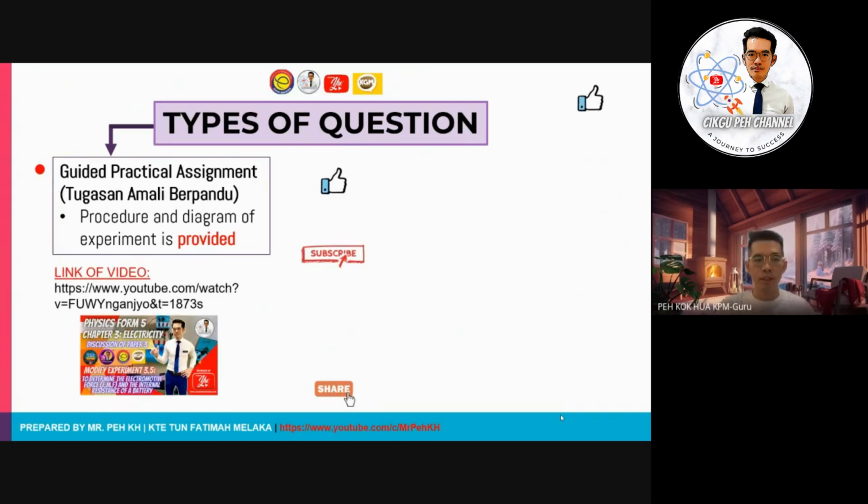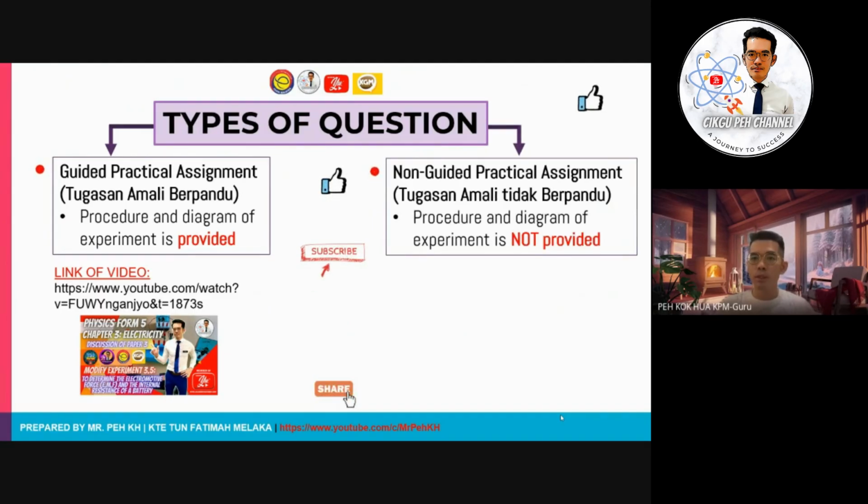So here will be the example video related to the Tugasan Amali berpandu you may be referring to. Okay, so the next will be the non-guided practical assignment. In BM, we know it as Tugasan Amali berpandu. So the procedure and diagram will not be provided.